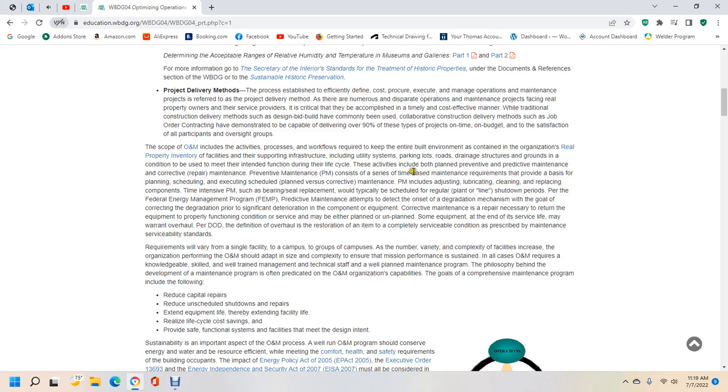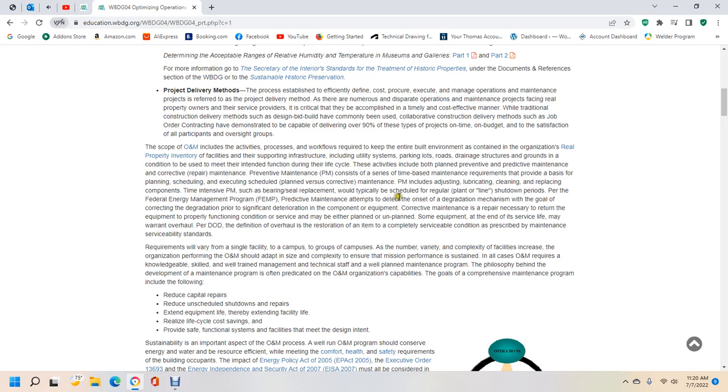Preventive maintenance consists of a series of time-based maintenance requirements that provide the basis for planning, scheduling, and executing scheduled versus corrective maintenance. Preventive maintenance includes adjusting, lubricating, cleaning, and replacing components. Intensive preventive maintenance, such as bearing seal replacement, is typically scheduled within regular plant or line shutdown periods, per the Federal Energy Management Program, or FEMP.